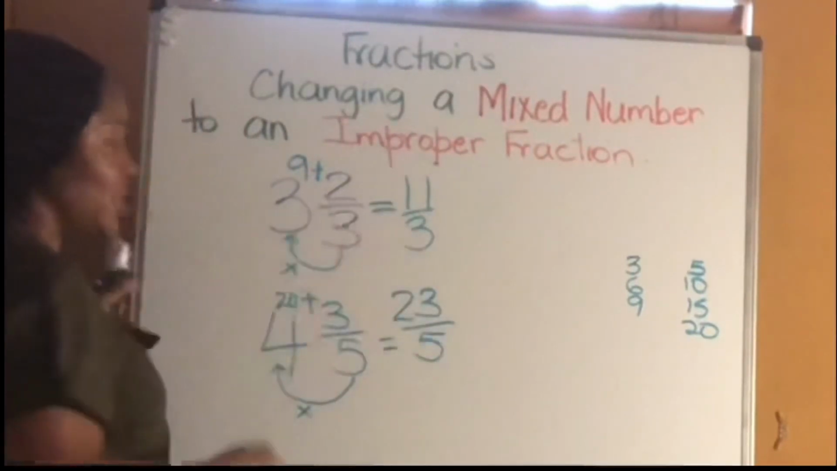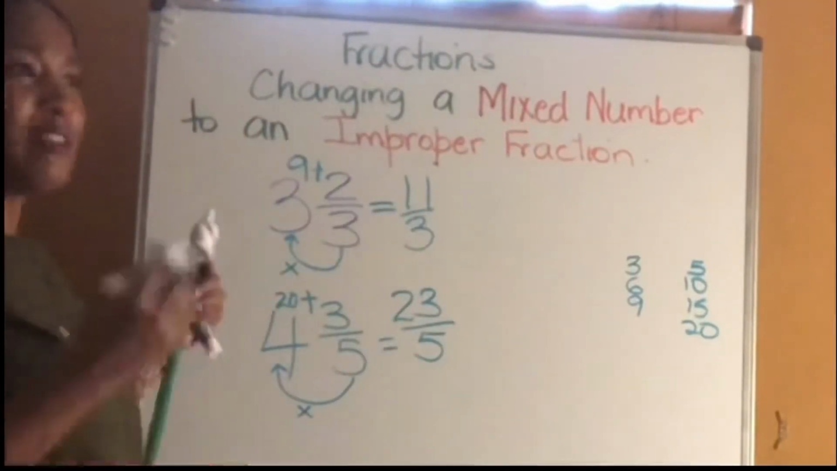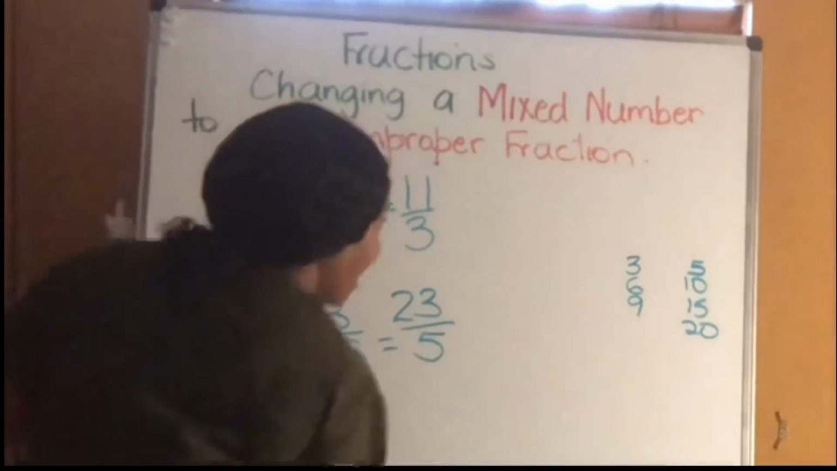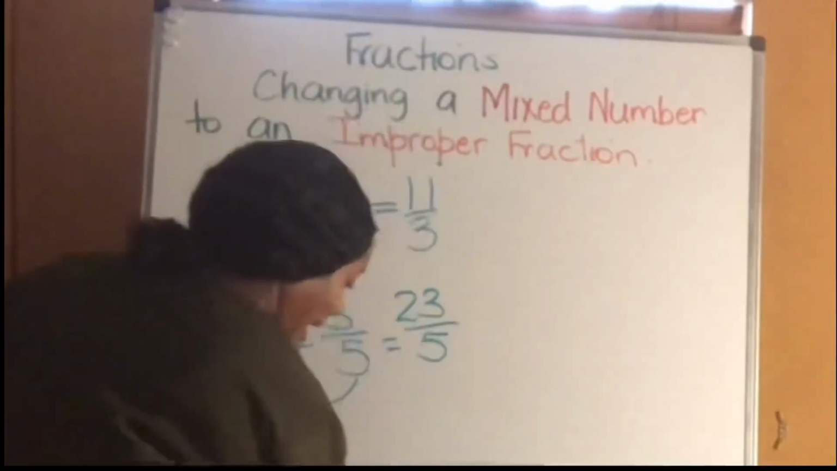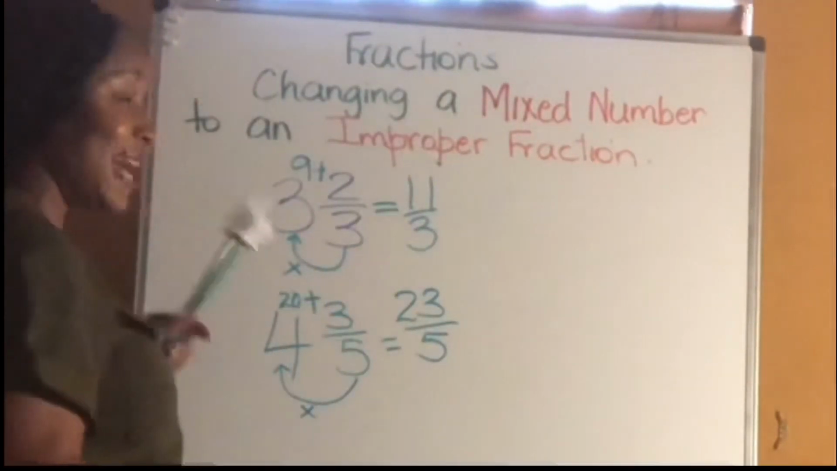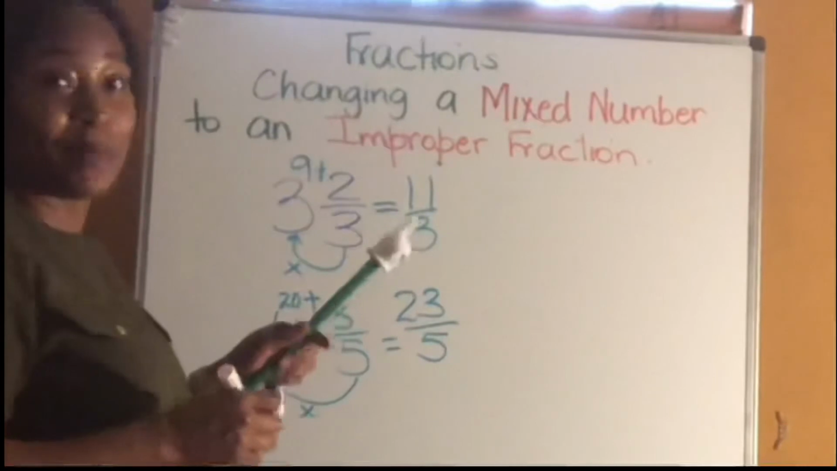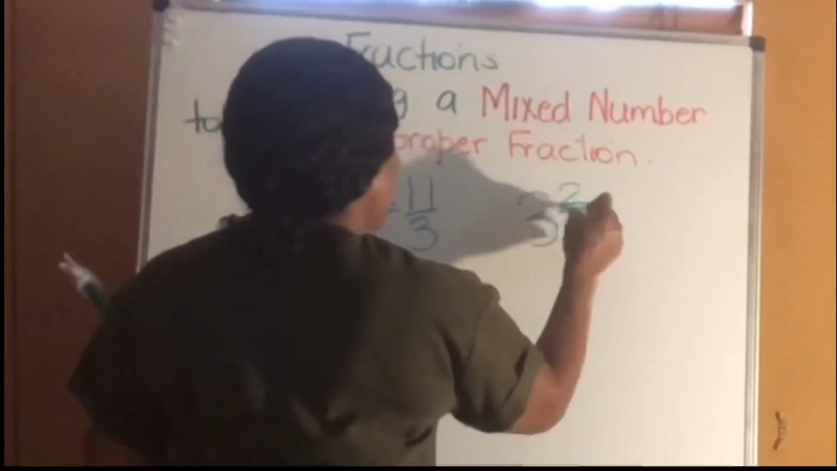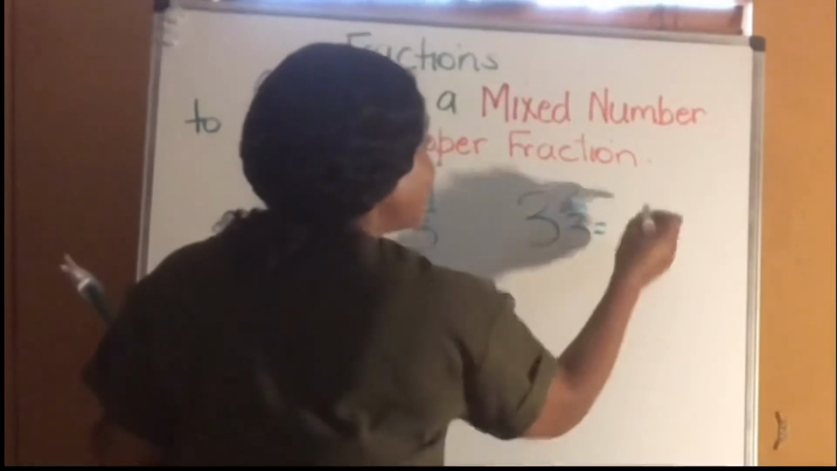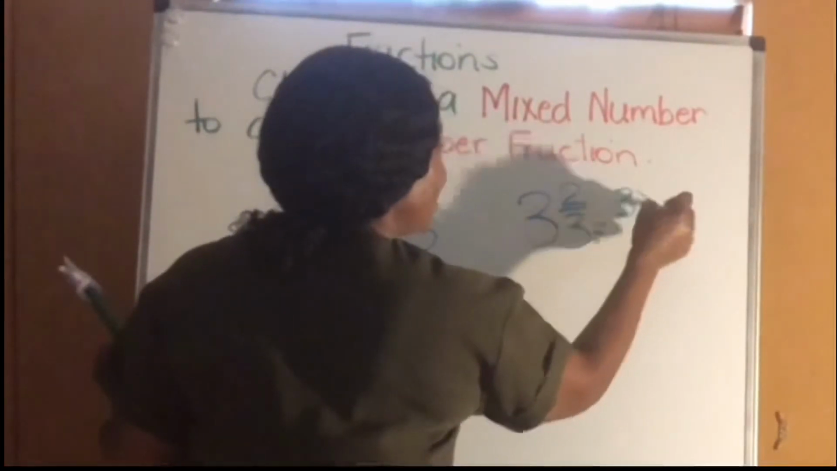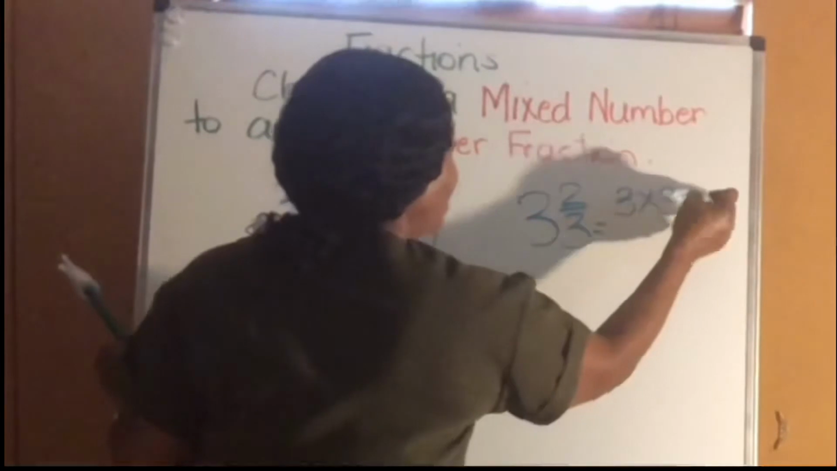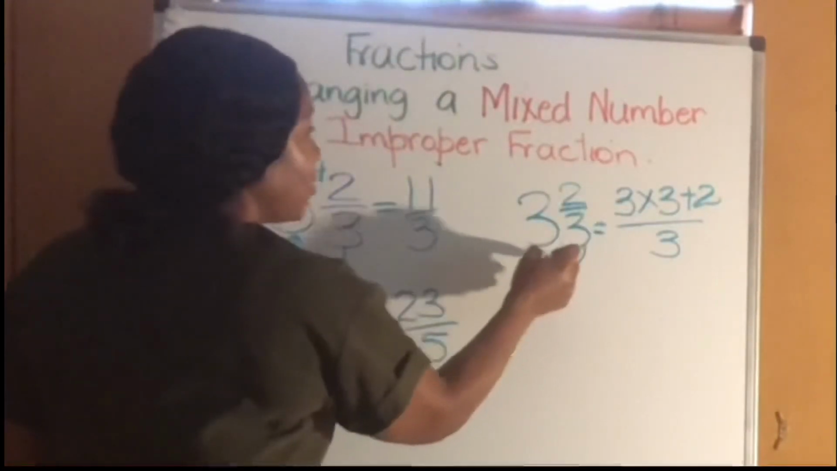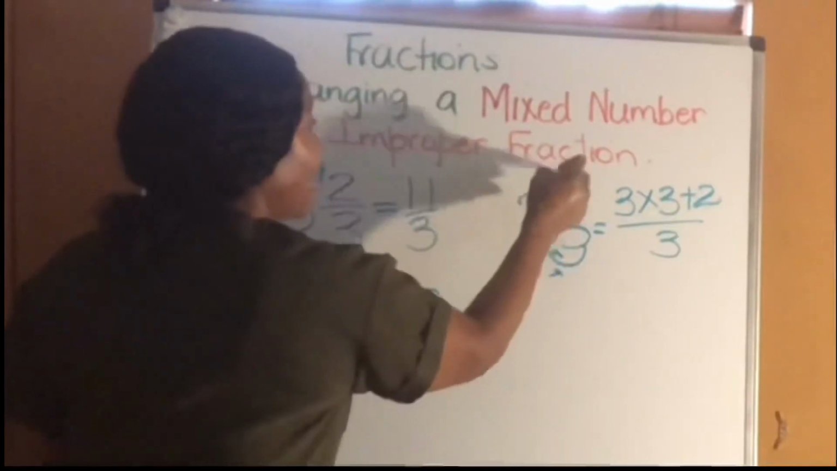it's 23/5. Now you can write it like an equation, but I prefer to do it like this, as I am going all around the world, and it helps me to keep everything in one place and not forget anything. But for example, you could say 3 and 2/3 equals, and you write 3 times 3 plus 2 all over 3, because you're multiplying 3 times 3, and then you're adding the 2.